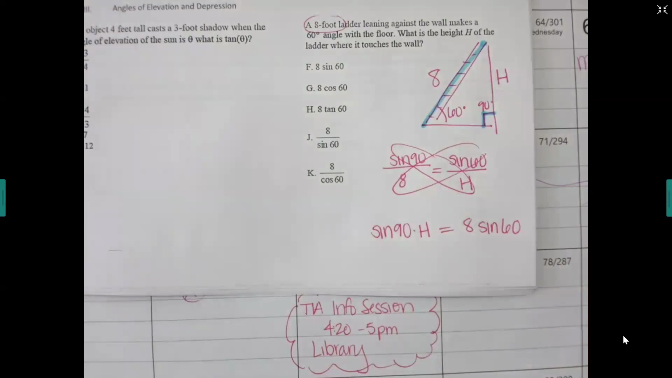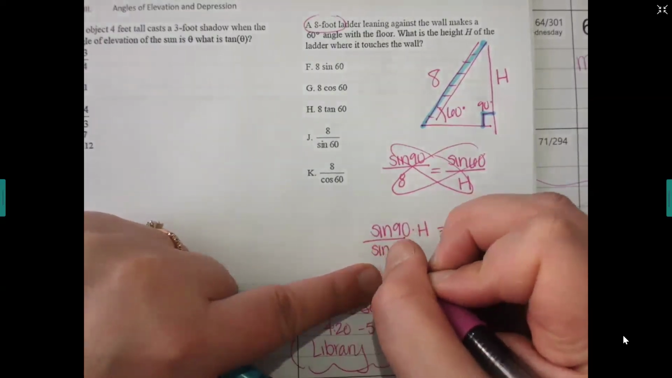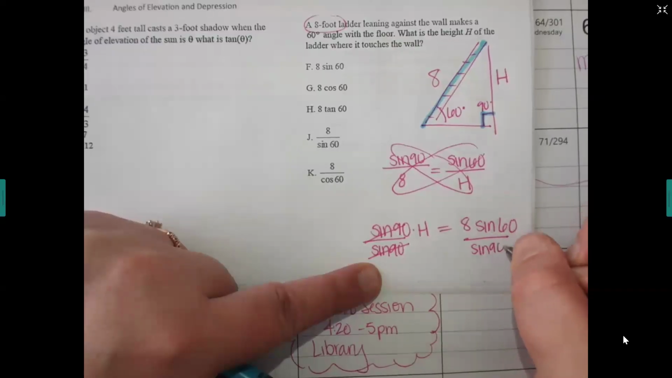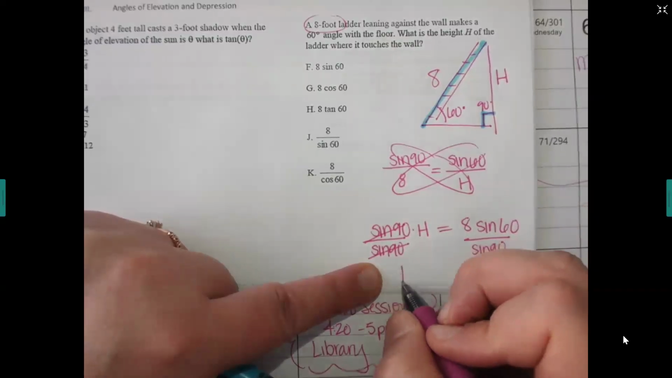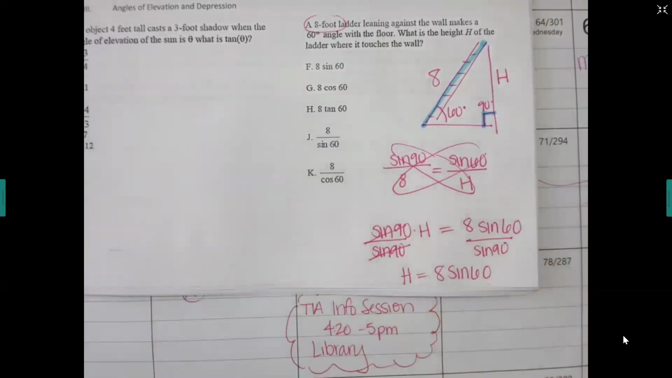Okay, then normally your last step, if this is multiplied with h, how would I get rid of it? You would divide it, but sine 90 is a special number. Do you remember when you divide by sine 90, it doesn't change the answer? Okay, so I'm going to divide by my sine 90, but then remember that when you do that, the sine 90 doesn't change anything. So your answer would stay 8 sine 60. Okay. Which would be answer F.